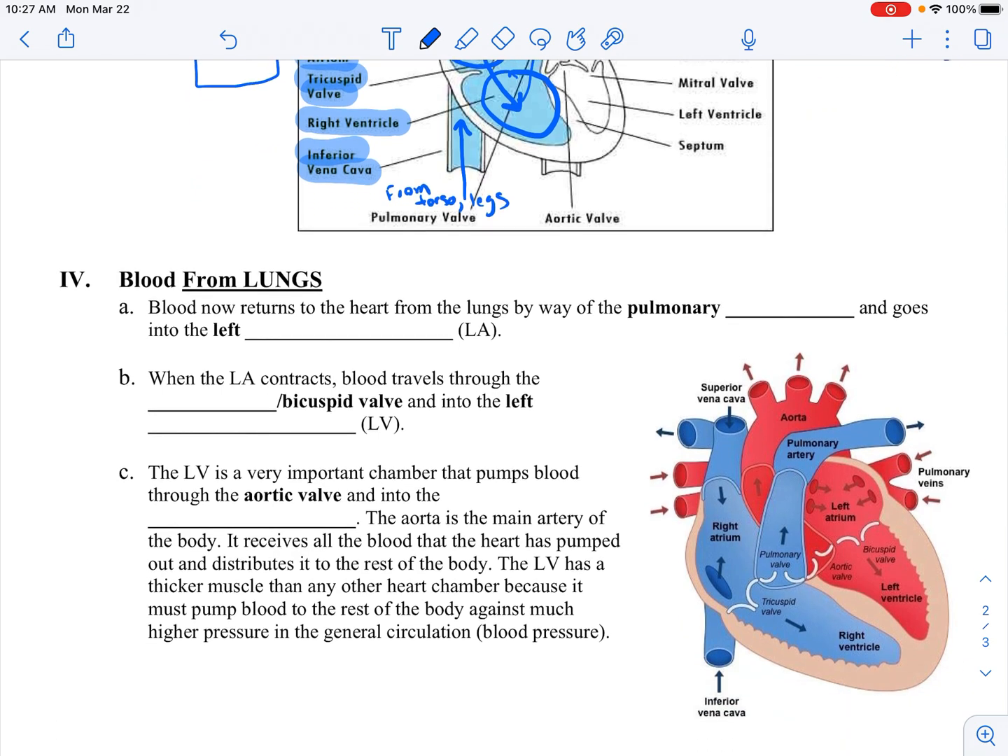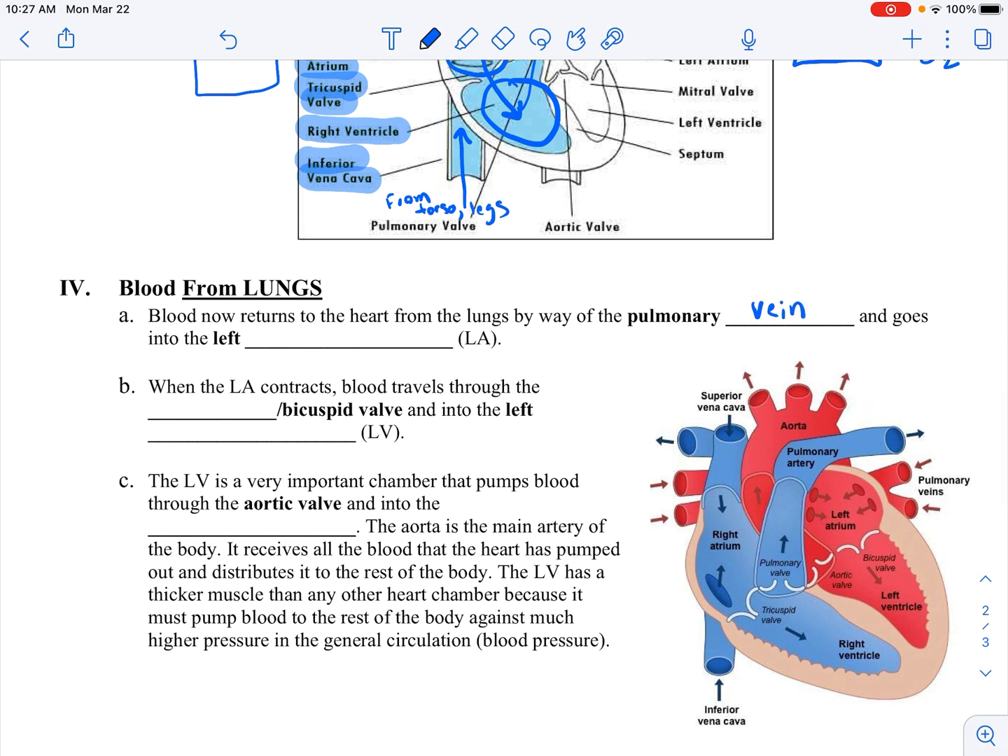The blood is going to return back to the heart because it needs to get another push from the heart in order to have enough momentum to get to the body. So the blood is going to return from the lungs by way of the pulmonary veins. Remember, veins go back to the heart. And they will enter the chamber of the heart called the left atrium.